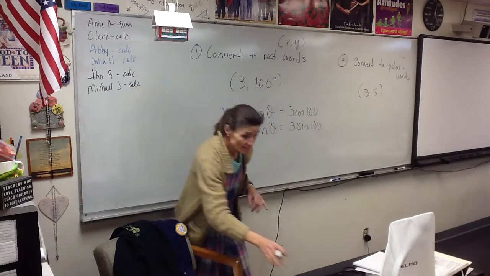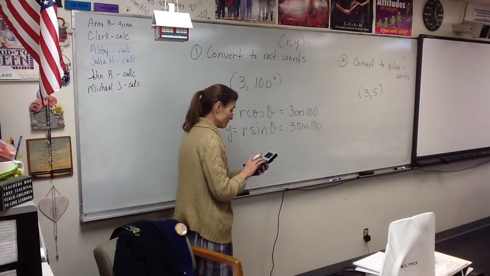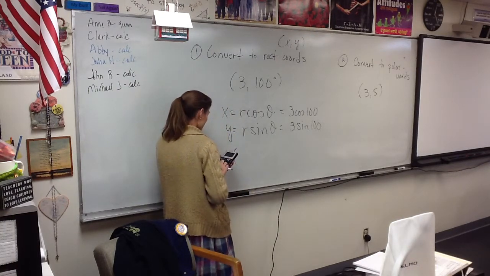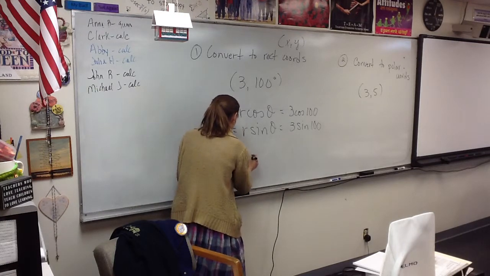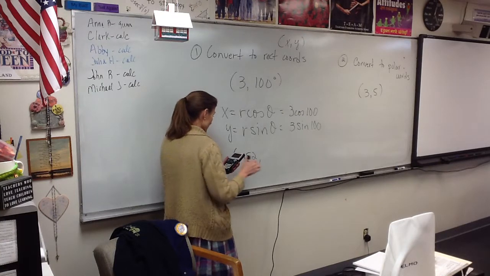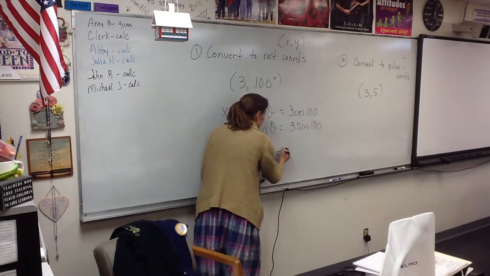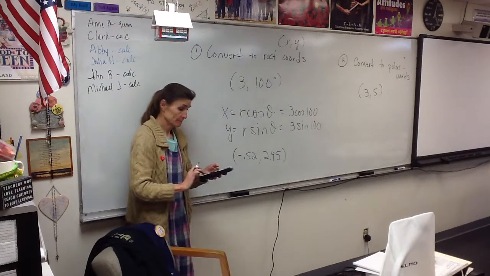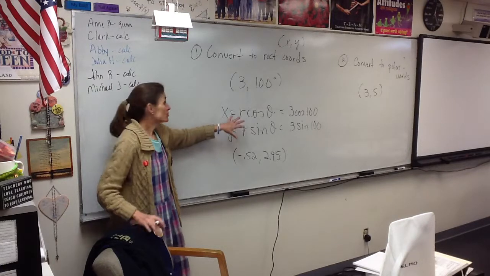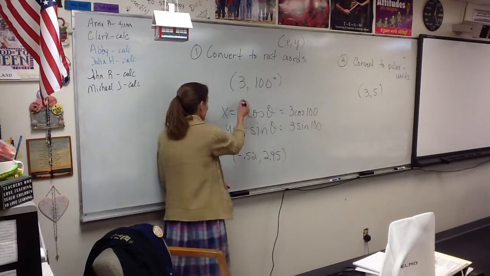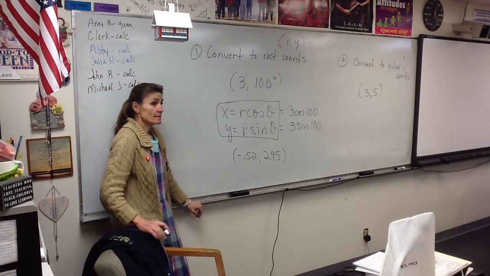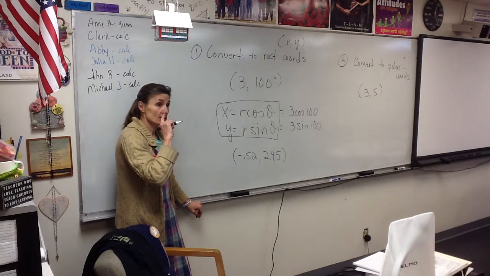So your answer was 3 cosine 100, negative 0.52, comma, 2.95. How does that look to everybody? Does that look like what you got? Okay, do you understand what you were supposed to do? To find X and Y, this is always what we do. When it says find X, this is what we do.